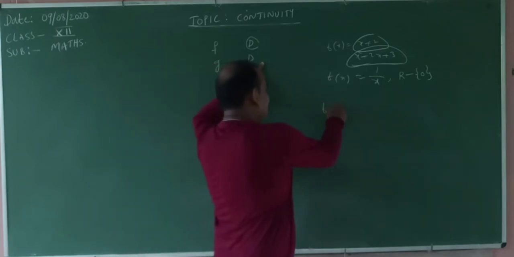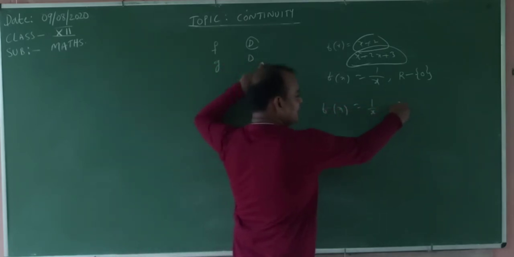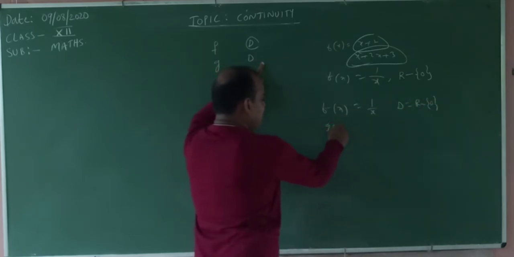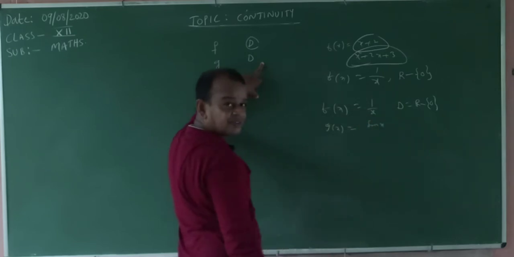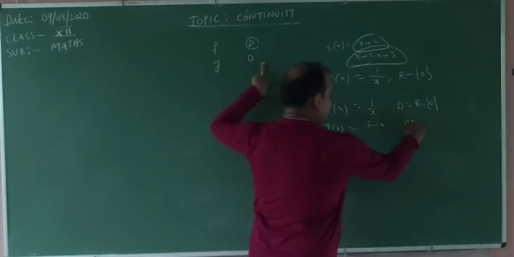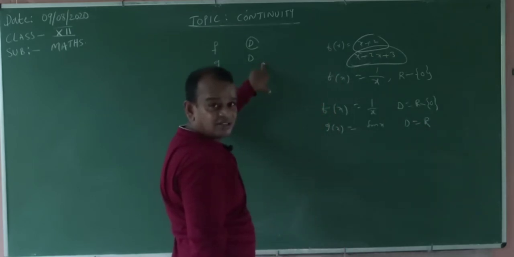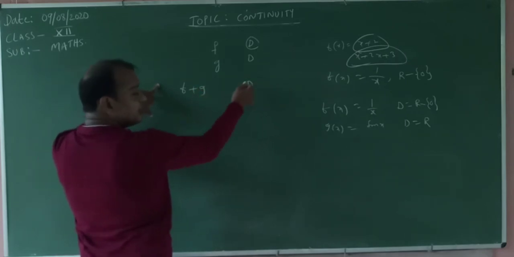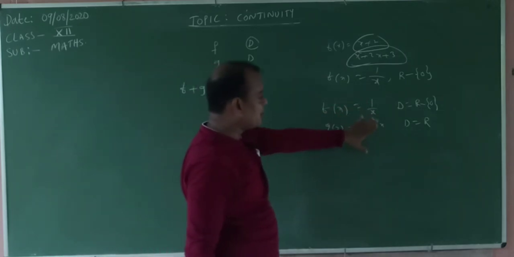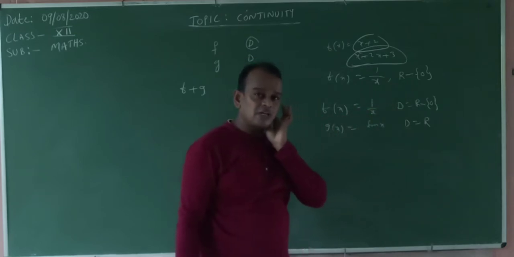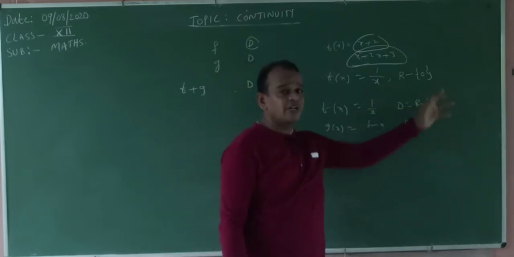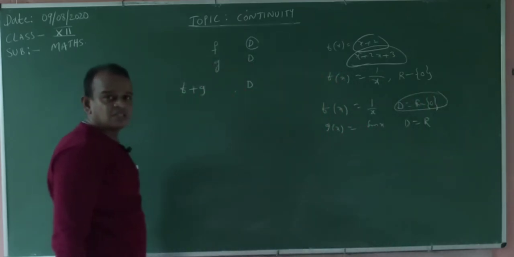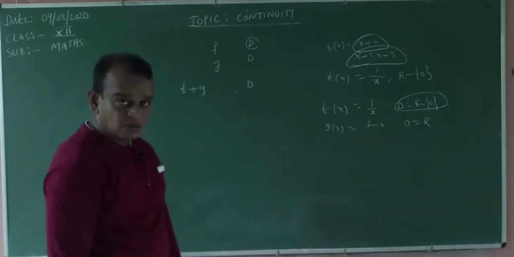Suppose f of x is equal to 1 by x I will take. What is the domain of this one? Domain is R minus 0. For suppose g of x is equal to sin x. What is the domain of this one? D is equal to R. Say yes or no? Now f plus g must and should be continuous on D. Plus means we will take the common part of these two. What is the intersection part? R minus 0 is the common part, 100%. Say yes or no? Yes.